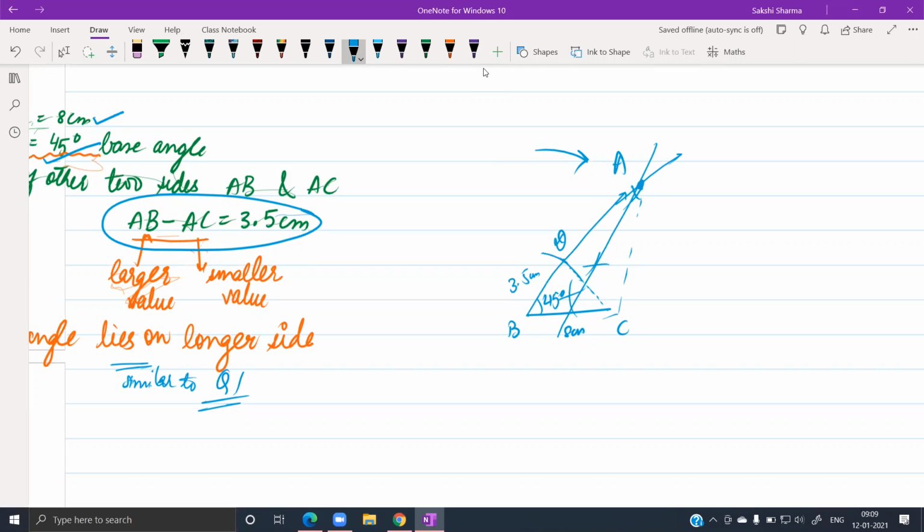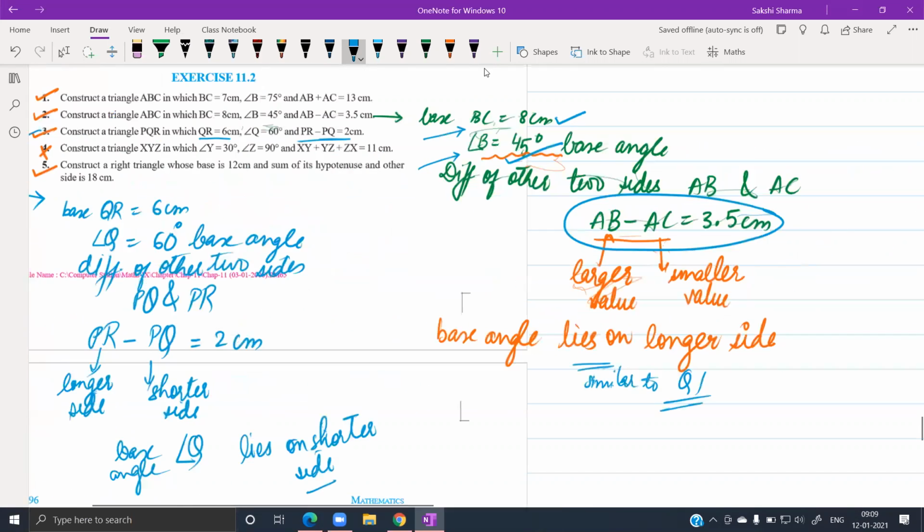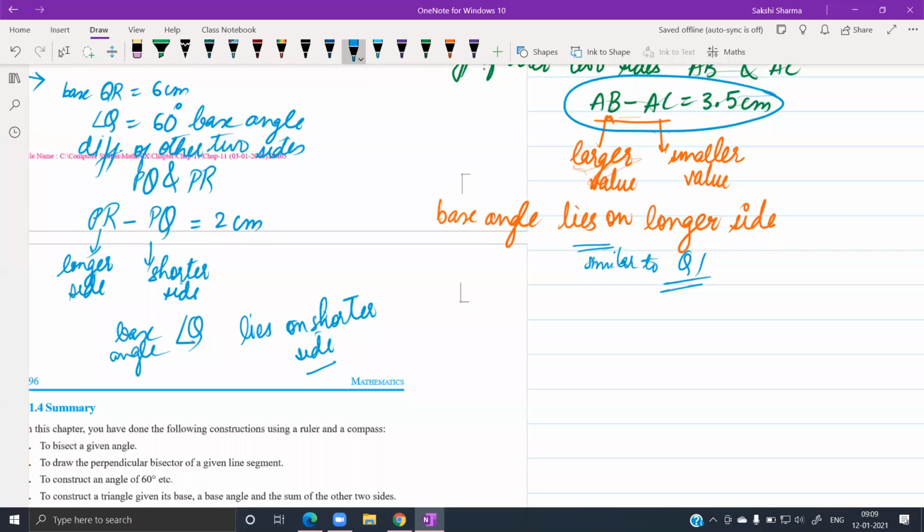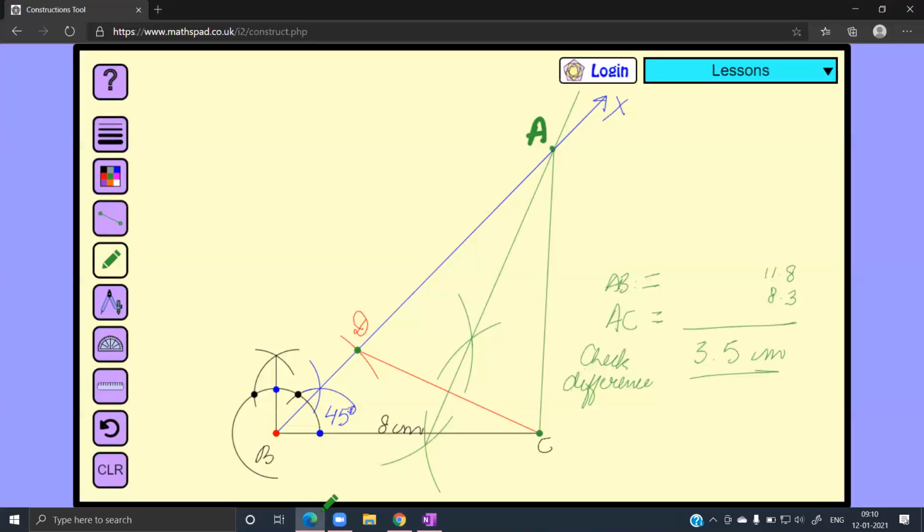In case your base angle lies on the shorter side. Now in this case, in case of question number 3, what will be the change? There is just one change here. I will refer to the construction that we've already done. हमने सारा काम जो किया है वो हमने above BC किया है, because the arm of the angle lies above BC.